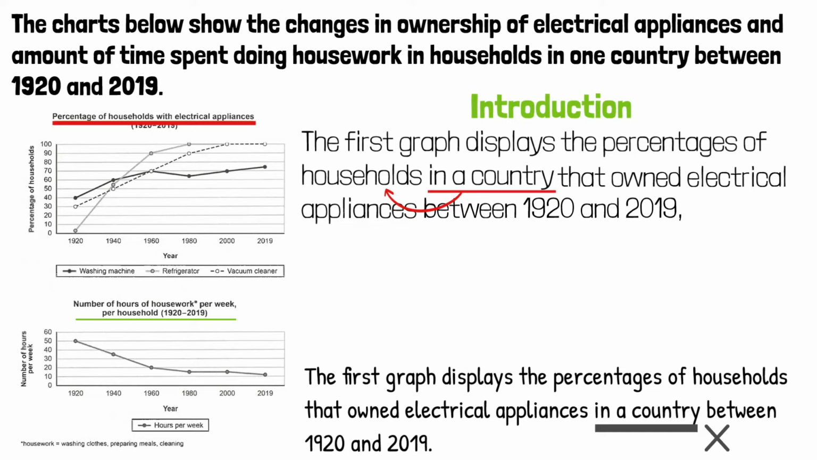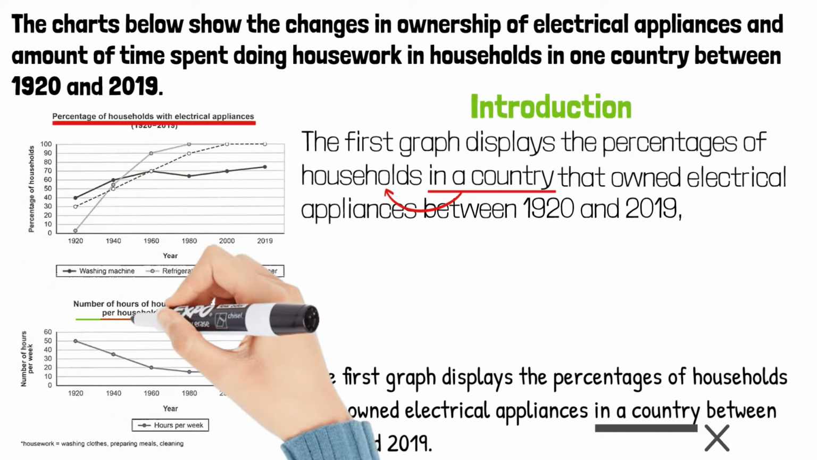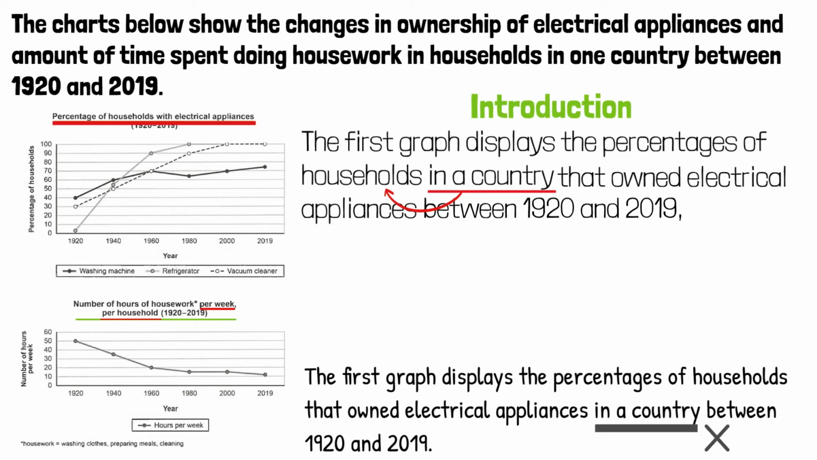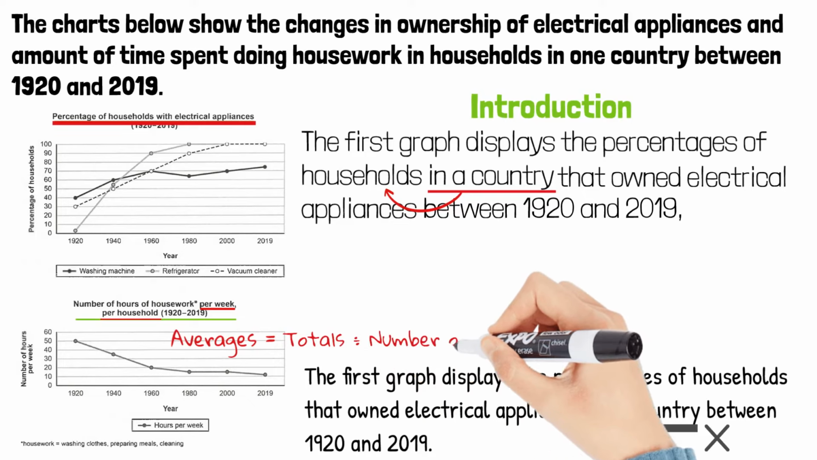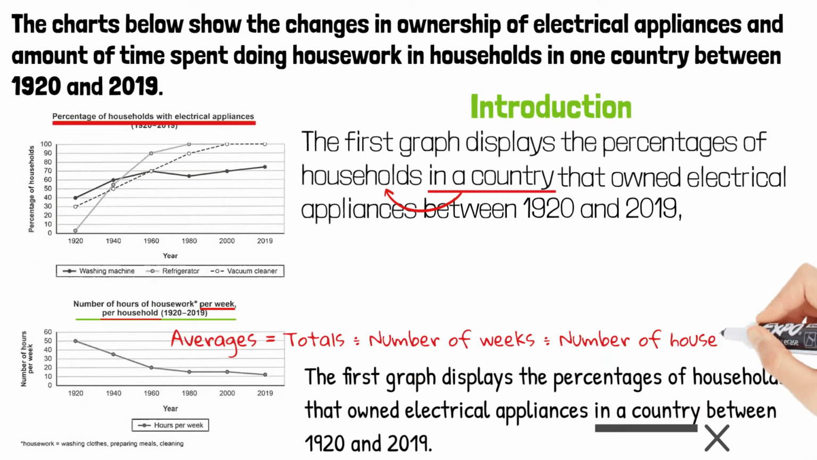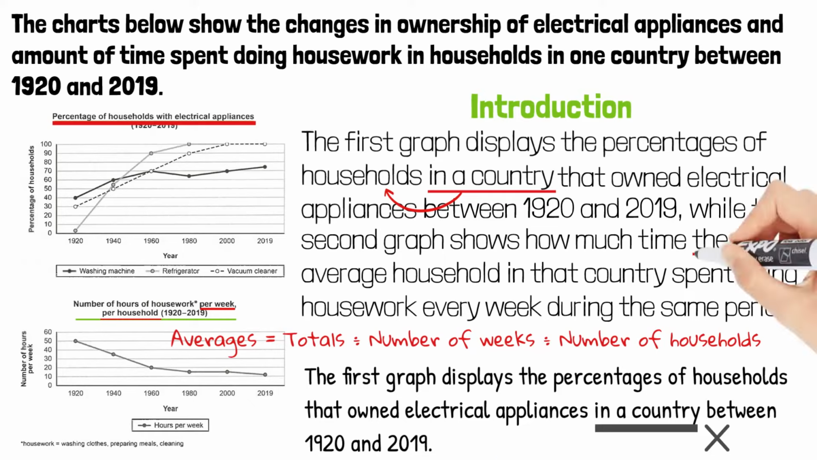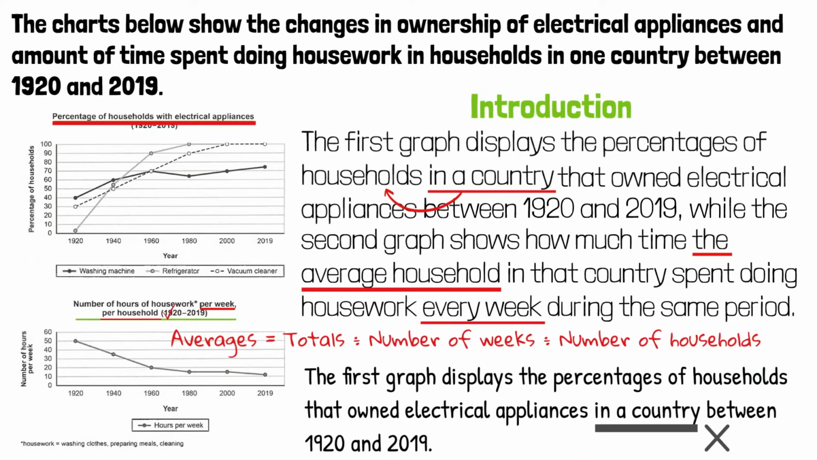Now the second graph, note that the title says per week per household. This means that all the numbers in the graph are averages. They divided the totals by the number of weeks and the number of households. In this case, we can use the average household, while the second graph shows how much time the average household in that country spent doing housework every week during the same period. The average household and every week mean per household per week. The average something is a lifesaver when it comes to paraphrasing.